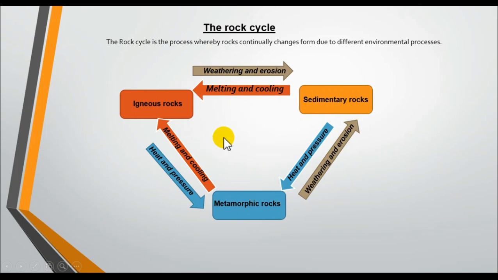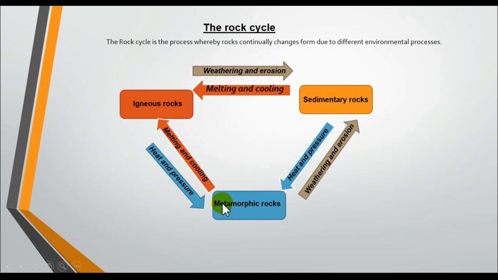All you need to know is the formation. What drives the formation of each rock? For metamorphic rocks to be formed, there must be heat and pressure. For igneous rocks, there must be melting and cooling. For sedimentary rocks, there must be weathering and erosion. Regardless of where you start, there must be these driving factors. For igneous, just know that it is melting and cooling down. It doesn't matter if they ask you how sedimentary rocks turn into igneous or how metamorphic rocks turn into igneous. All you need to know, there must be melting and cooling.